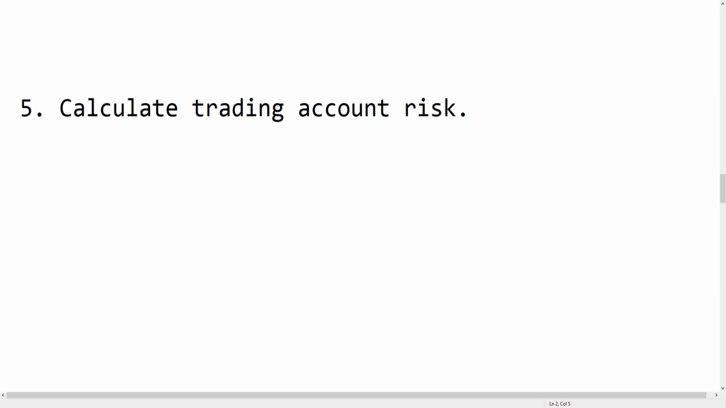So the number five, calculate trading account risk. Now, this idea about calculating trading account risk, the whole account, is different from calculating the stop loss of a stock. It has nothing to do with it. It has nothing to do with a stock. You are thinking about the whole account.